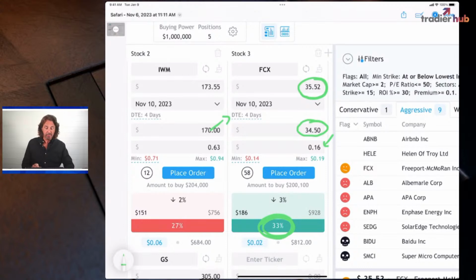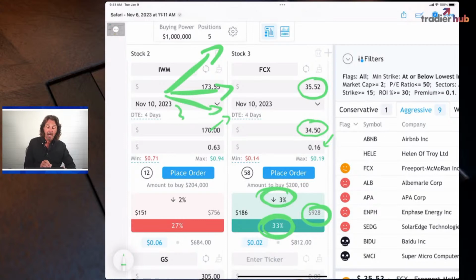And it also means that I'm getting $928 deposited in my account. Now, before I have to buy the stock and get assigned, it can drop another 3%. So this means that Freeport can either take off to the upside, go sideways, or drop up to 3%, and I would not get assigned. So this to me looks like a really nice trade.